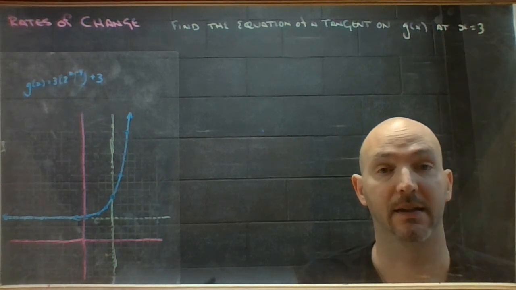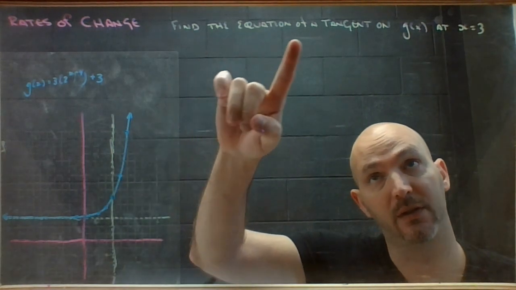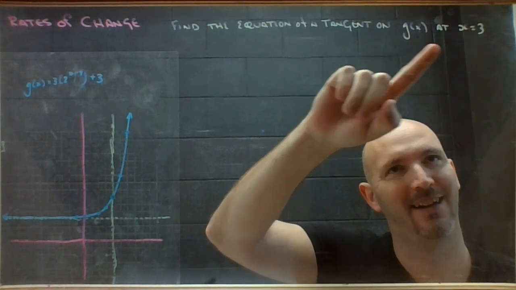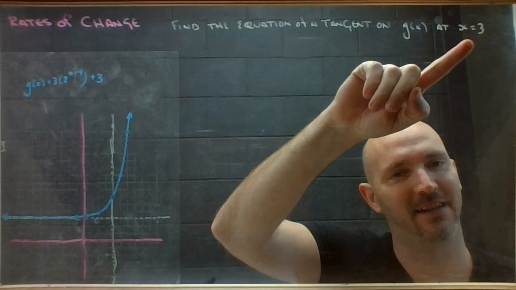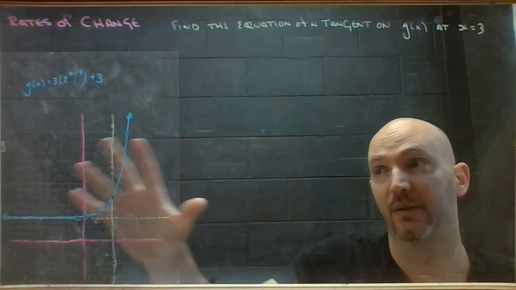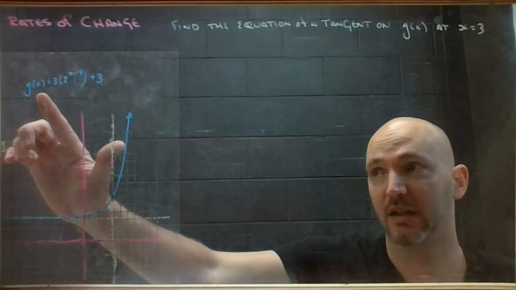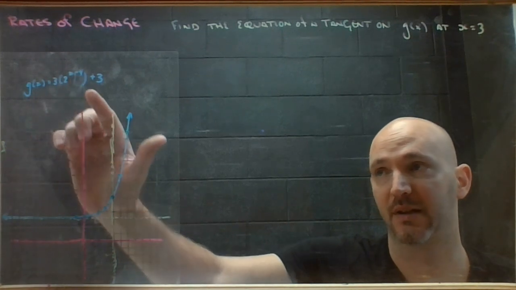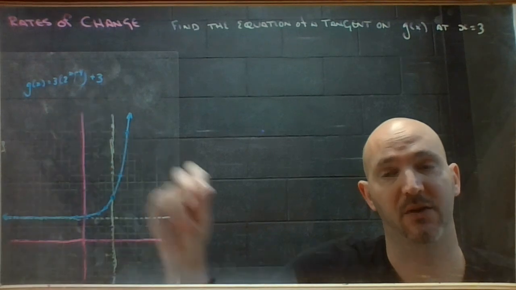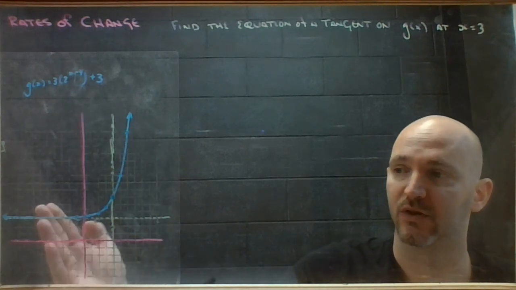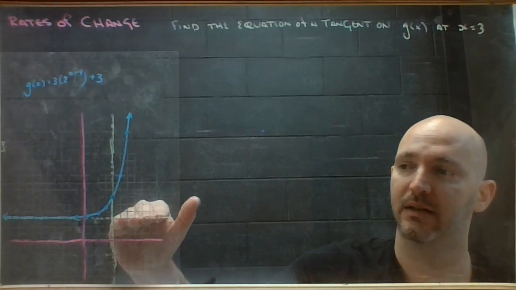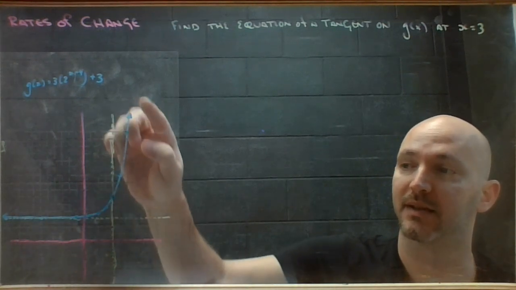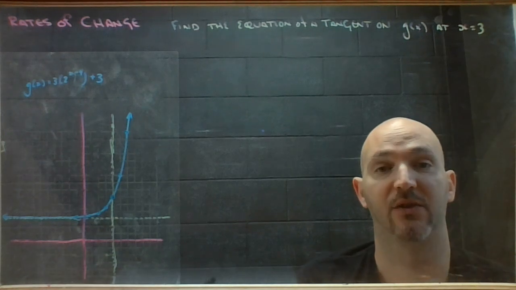For the second example, we're going to find the equation of a tangent line on g of x at x equals 3. So this particular function, g of x, is 3 times 2 to the exponent x minus 4 plus 3. That's an exponential. It's been shifted 4 to the right, up 3, and it has a transformation factor of 3, which I incorporated into this lovely blue sketch of the function.